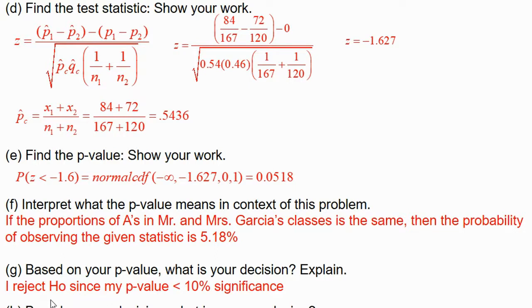Since I rejected the null hypothesis, there is evidence that the proportion of A's in Mr. Garcia is less than the proportion of A's in Mrs. Garcia. Or I think you can just say there is evidence that I'm just a better teacher. So you can say that.